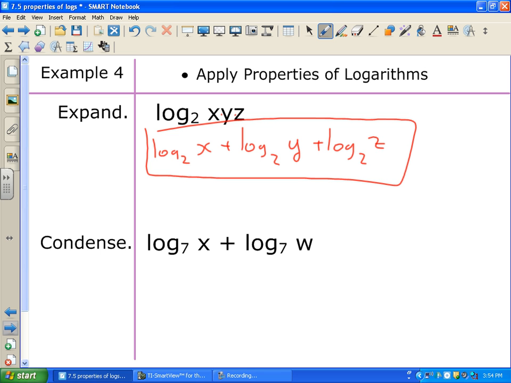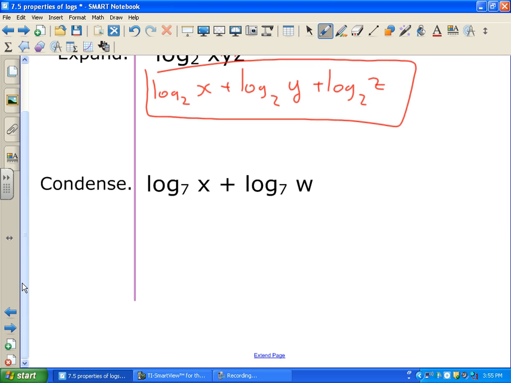I swear that's all it is. It's really easy. I know. I told you guys logs was easy. Condense log base 7 of x plus log base 7 of w. That's multiplication. It's addition, so that means multiplication. I will keep the base the same and multiply x times w.